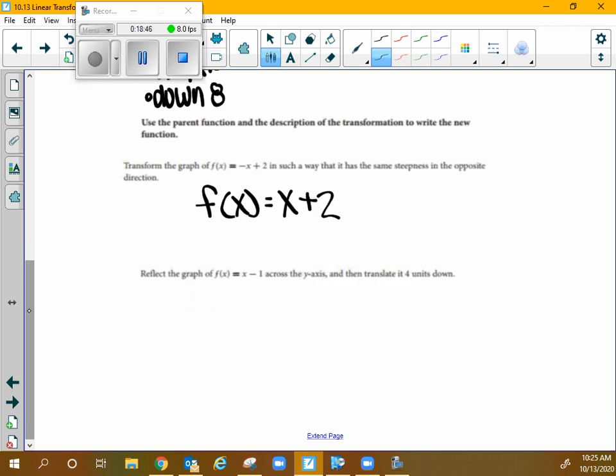Okay. Reflect x minus 1 across the y-axis. Right now, don't worry about the axis. So just reflect, and then translate 4 units down. So reflect means, what am I doing? Changing the sign, so it's now negative x. Then 4 units down, but it was at minus 5. Yes.